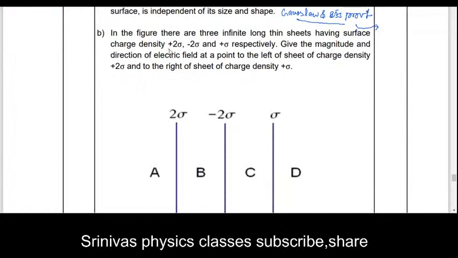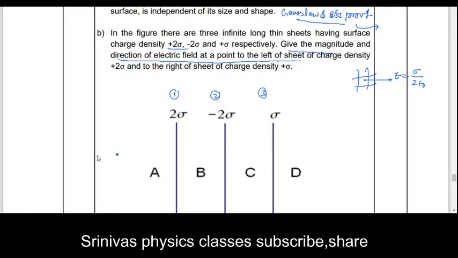Next question is what? They are asking to find out the field. If it is a thin sheet, here the electric field formula, you know, is sigma by 2 epsilon naught. They are asking to give the magnitude and direction of the electric field at a point on the left side of the sheet. Here the electric field we require. This is the first sheet we can take, this is the second sheet, this is the third sheet.